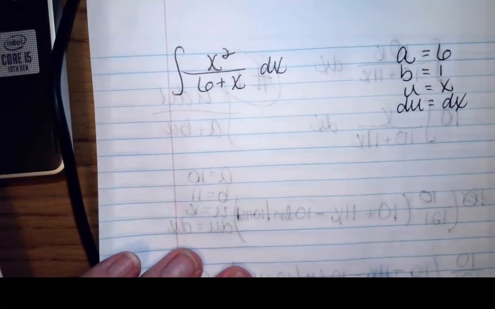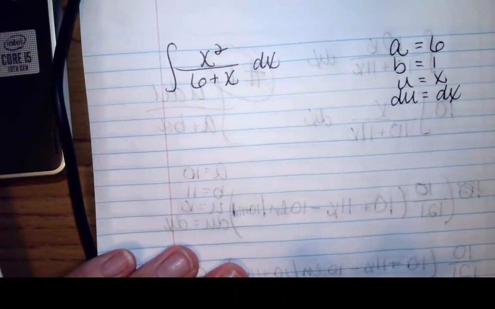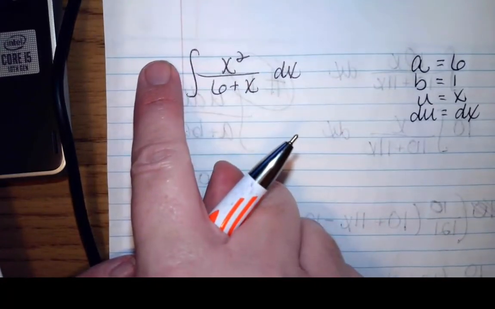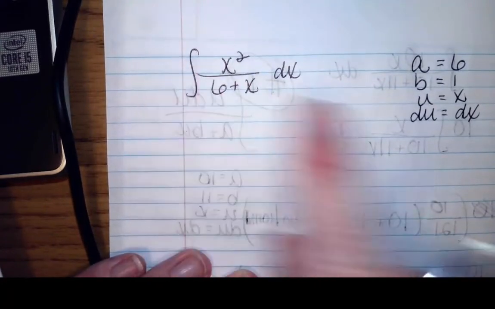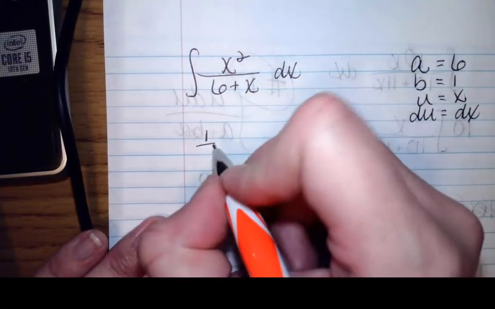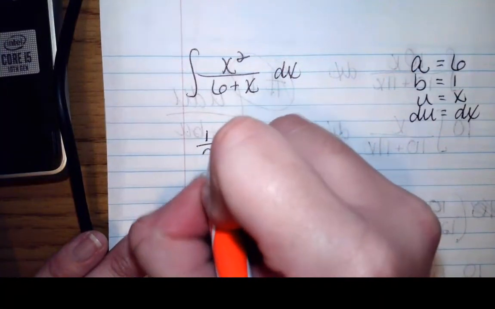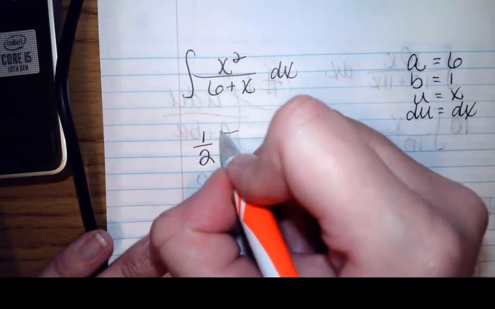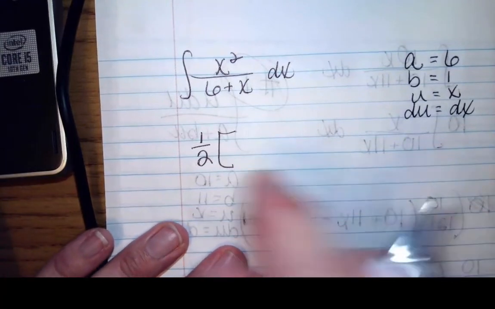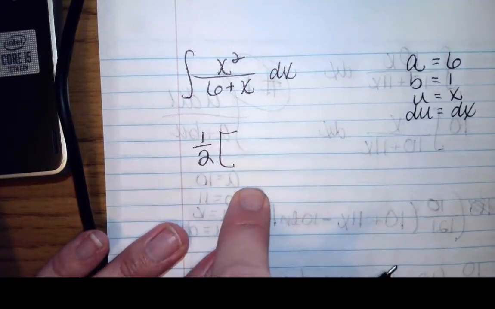So I don't need to balance anything. All I do is plop it on in there. So I didn't even have to pull anything out front this time. So I've got a 1 over 2 times b cubed. Well, b cubed is 1, so I have a 1 over 2. Okay. And then that is times a plus bu squared. So I have a plus bu squared.